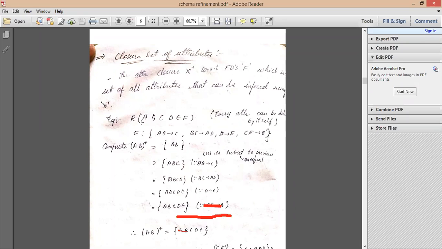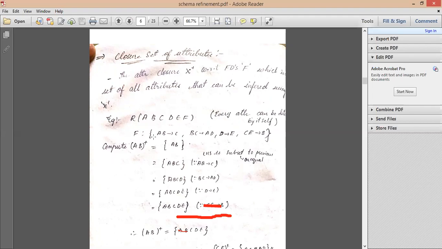Now you have a relation A B C D E F, and you have functional dependencies: AB goes to C, BC goes to AD, D goes to E, CE goes to B. So I'll first find the closure of AB, since this is the first element. If I find the AB closure, what is the reflexivity property? For AB, you will get AB back again.